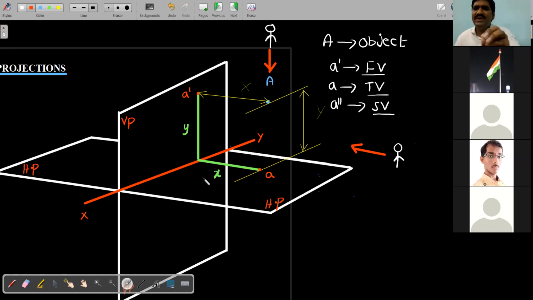This is actually a small introduction only. Okay, so now tell me all of you, what is horizontal plane? This is horizontal. So this is vertical plane. We have to rotate the horizontal plane for 180 degrees.